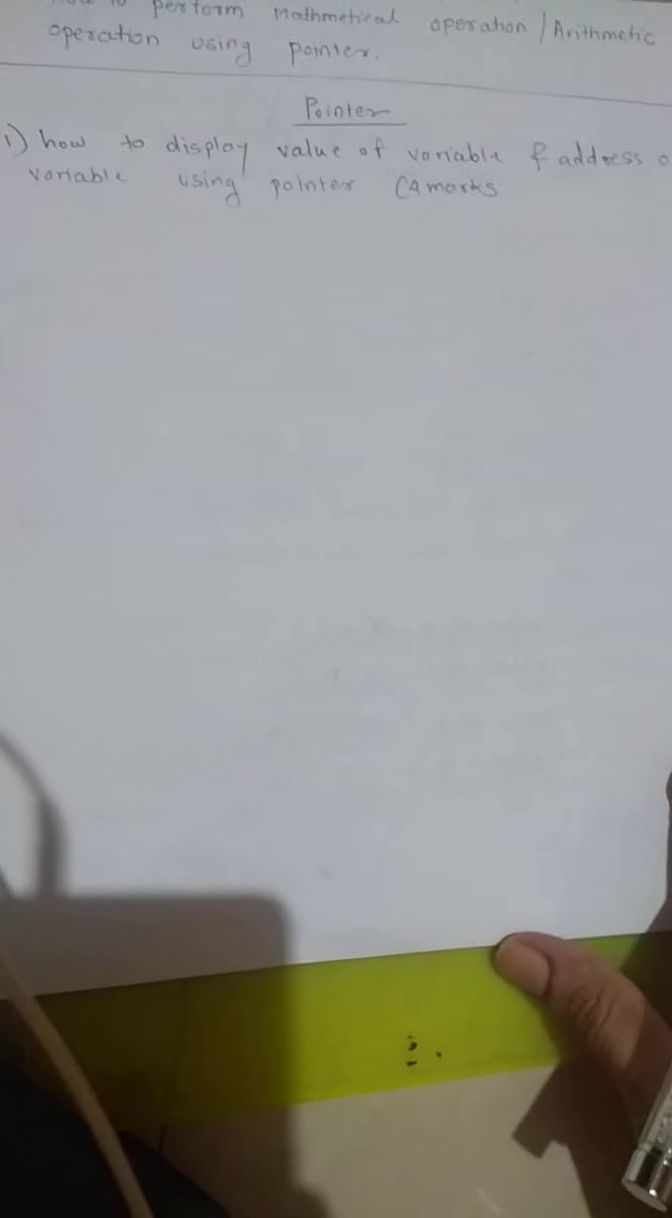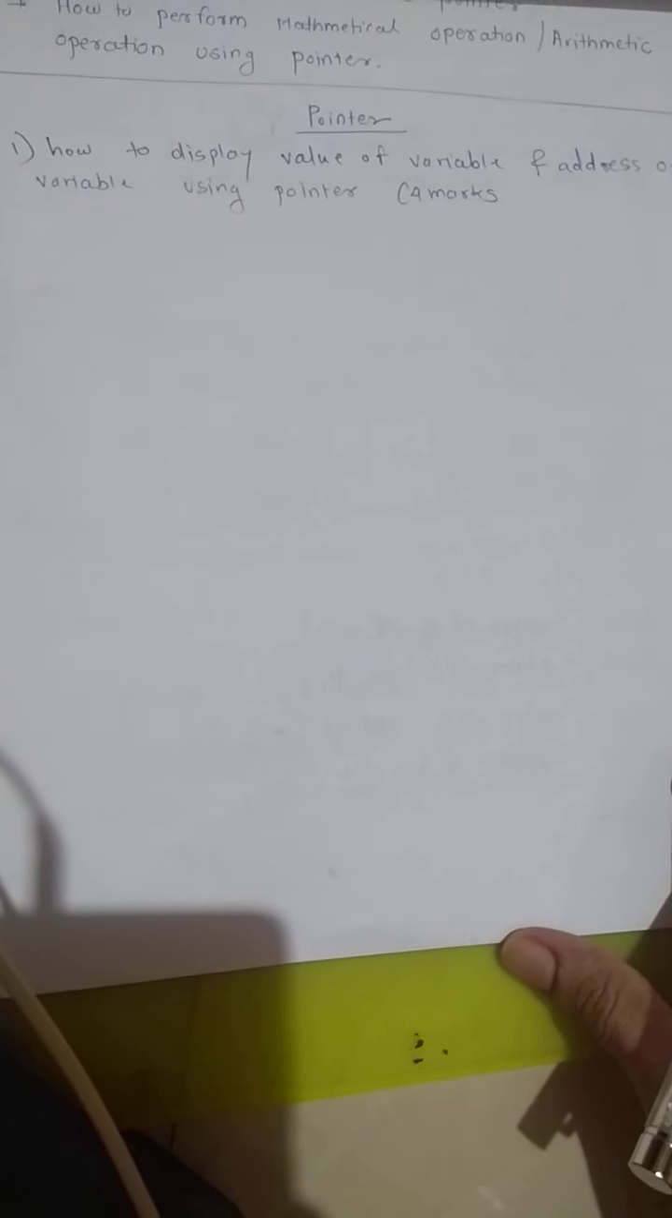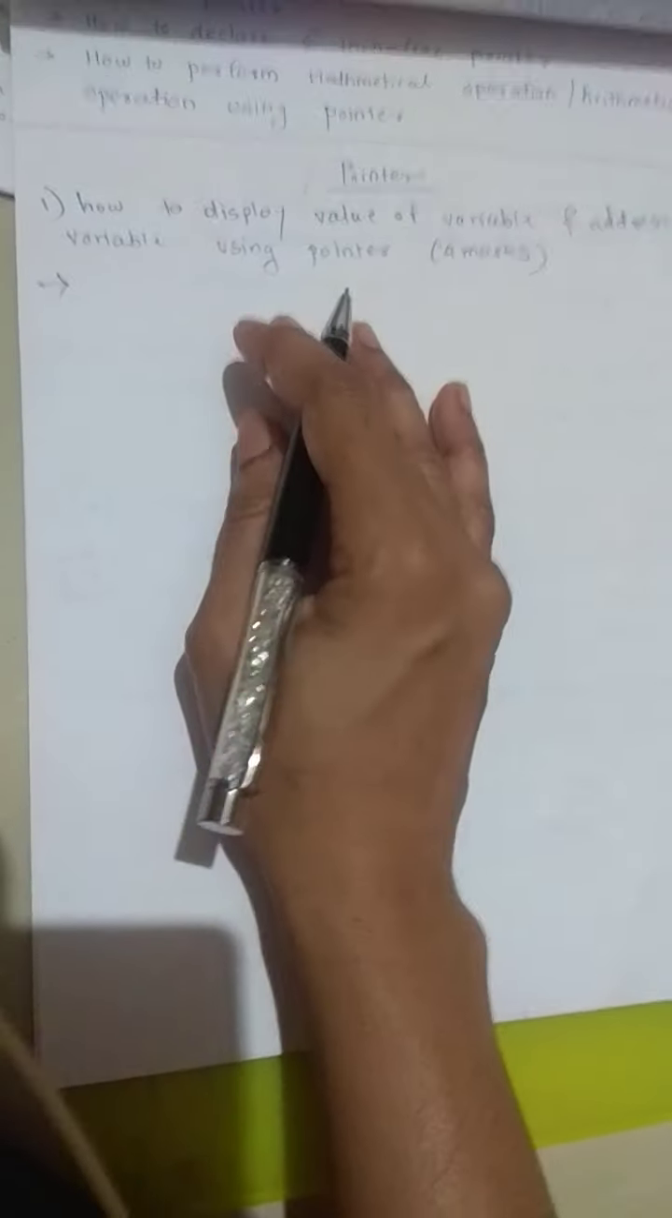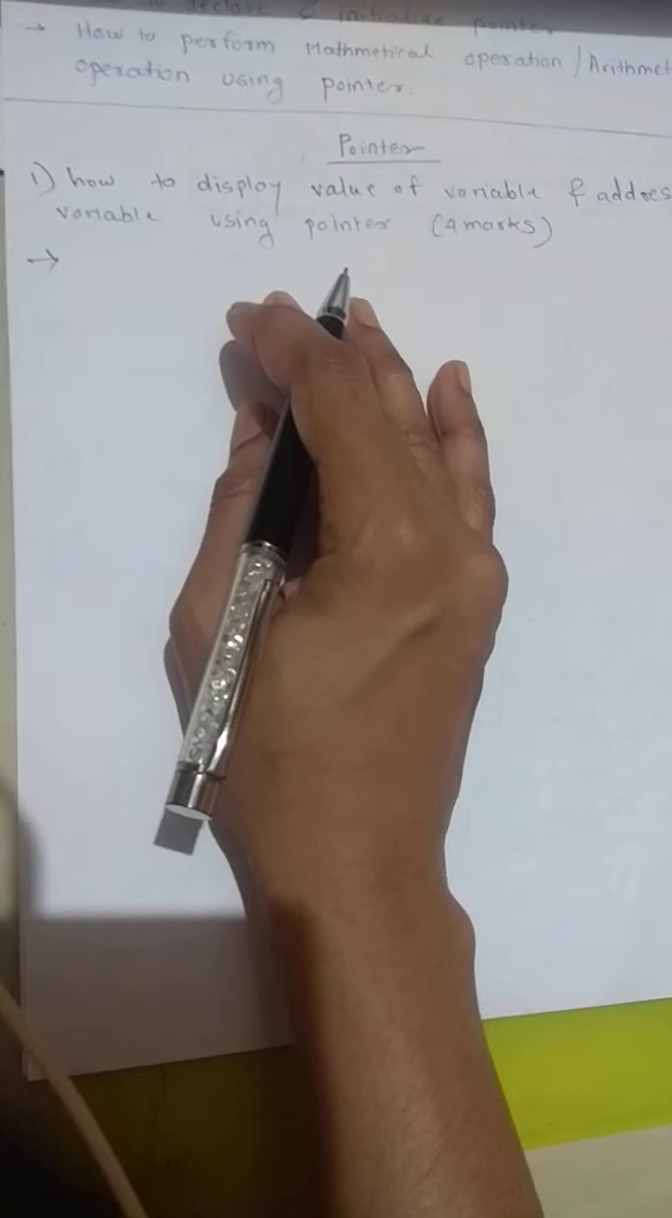In the previous session, we have seen the basic concepts of pointer, that is how to define pointer, how to declare and initialize pointer. In this session, we discuss how to display the value of a variable and the address of a variable using pointer. And this is a 4 marks question. So we solve this question with the help of a program, or with the help of one simple example. So let's start.